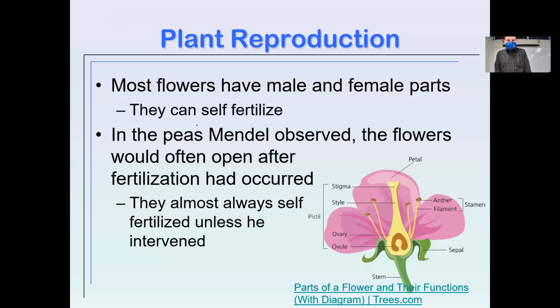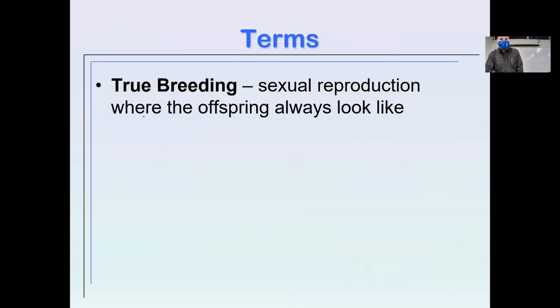So what Mendel did is he would actually go in and remove the male parts from the plants that he wanted to fertilize with pollen from other plants, the ones he wanted to crossbreed. Before the flower would open and self-fertilize, he would go in and manually remove these stamens from inside the flowers before they had a chance to self-fertilize.